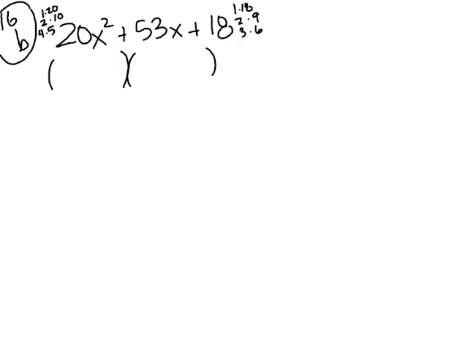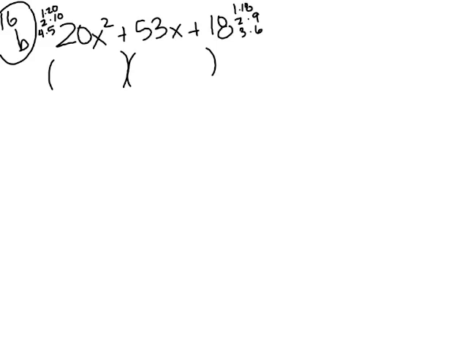Which one do you want to start with? I need to get to 53x in the middle. Both of these are positive, which means I'm going to have positives for everything. So you just have to pick somewhere to start. Let's try 4 and 5.